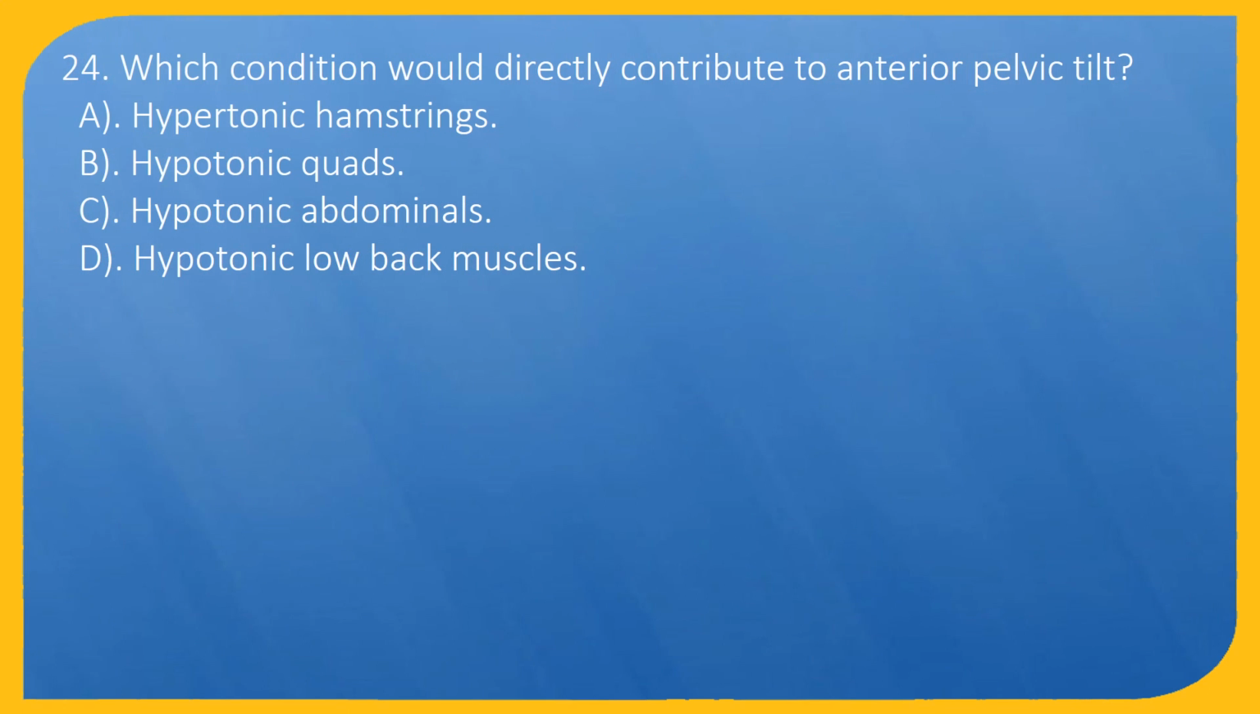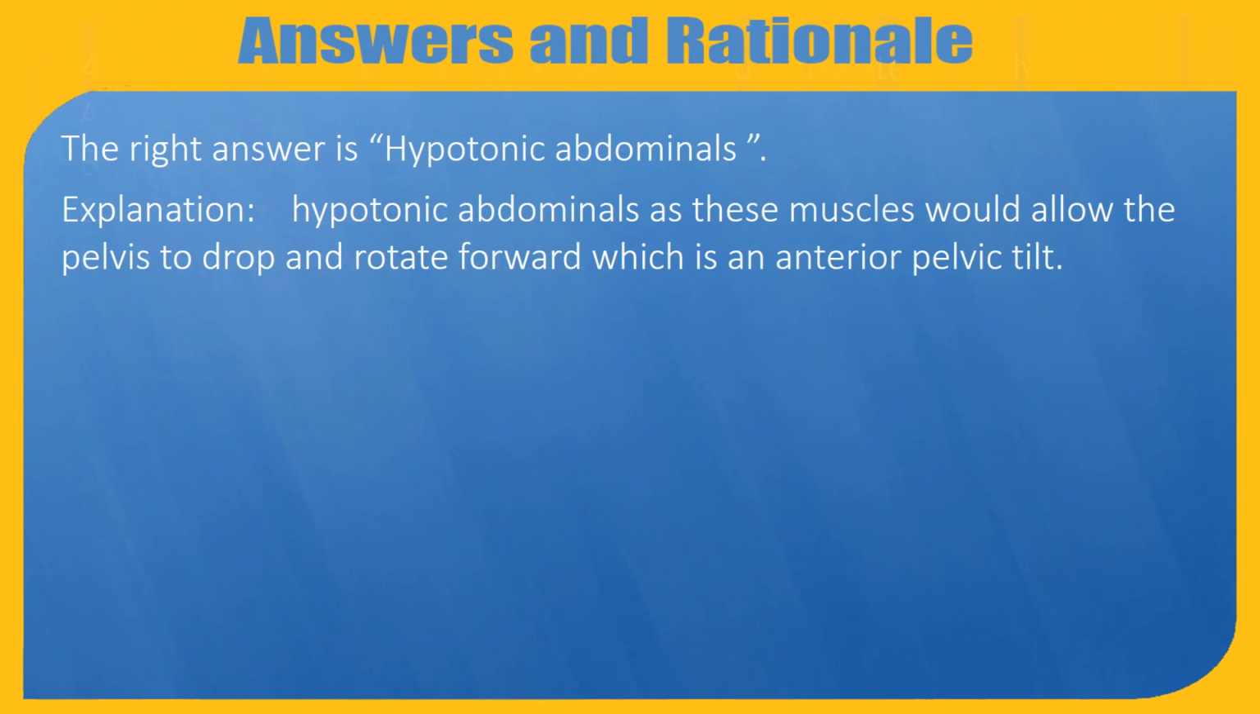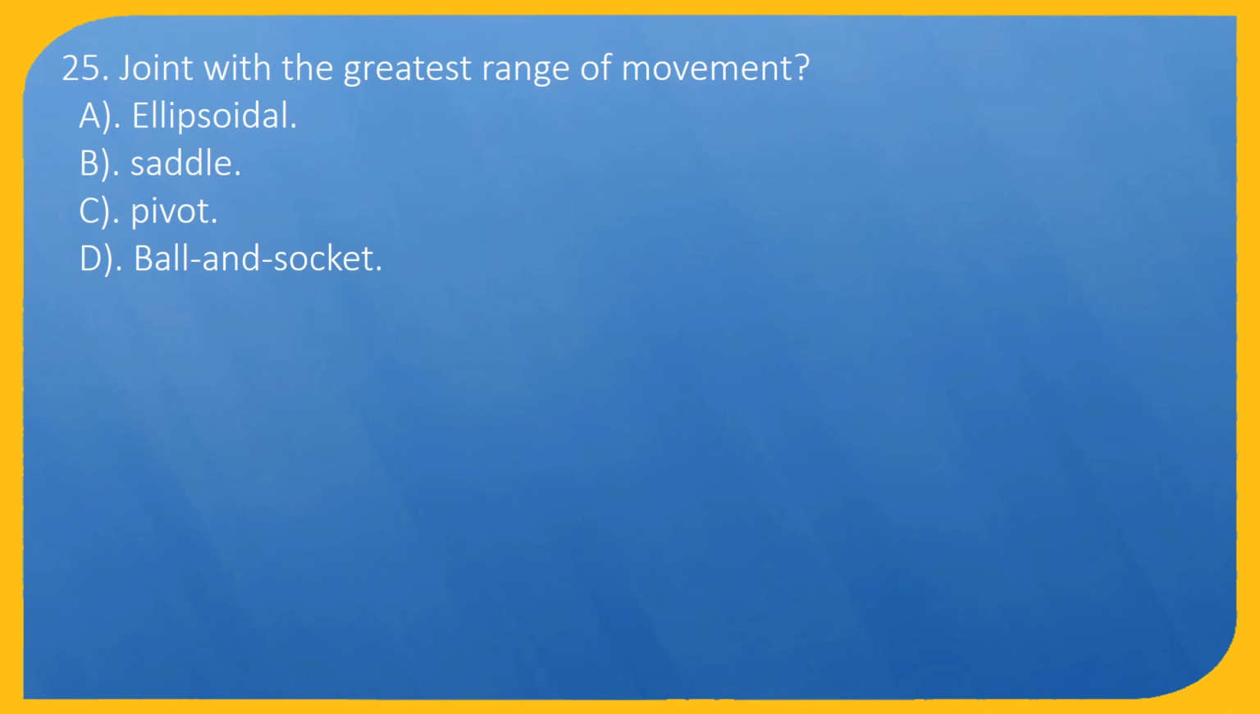Question 24. Which condition would directly contribute to anterior pelvic tilt? A. Hypertonic hamstrings. B. Hypotonic quads. C. Hypotonic abdominals. D. Hypotonic low back muscles. The right answer is hypotonic abdominals. Explanation: hypotonic abdominals, as these muscles would allow the pelvis to drop and rotate forward, which is an anterior pelvic tilt.